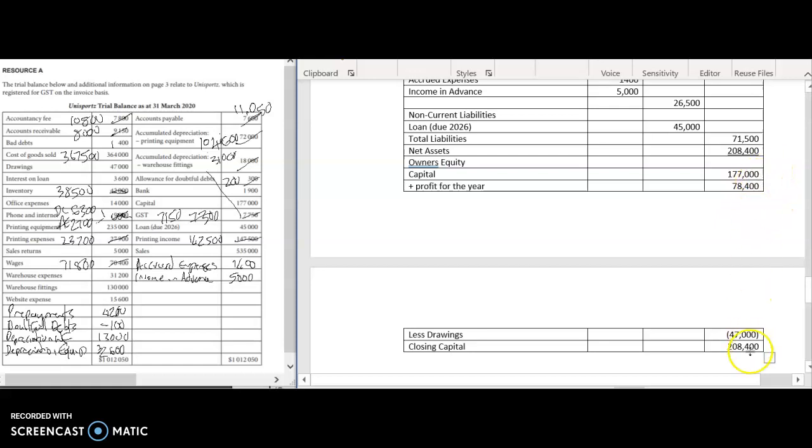And you can probably just check that going through. So 177 plus 78,400 minus 47 is 208,400. And that's it, Bob's your uncle.